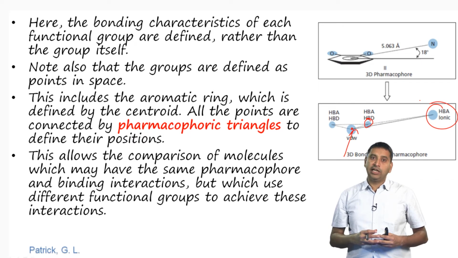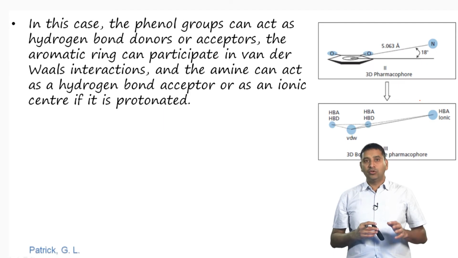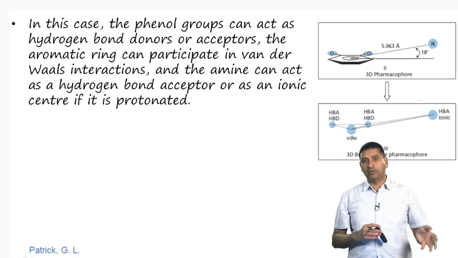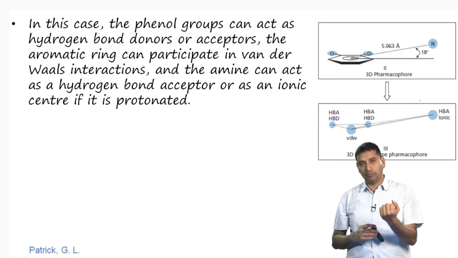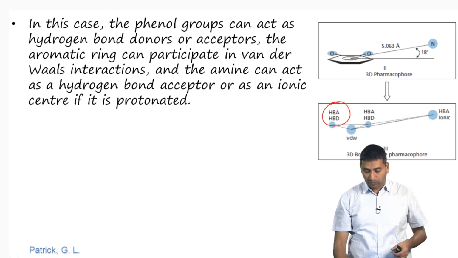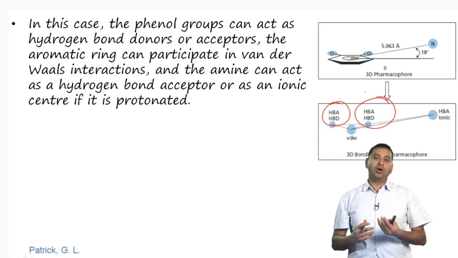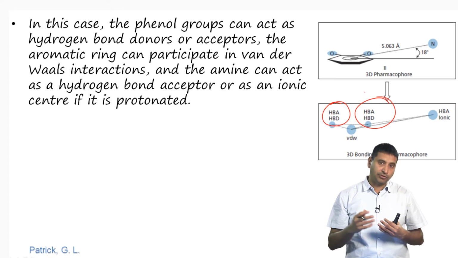But now we can then start looking at different functional groups to achieve the same result. So, in this case, we are looking at the phenol groups which can act as hydrogen bond donors or acceptors, the aromatic ring which can participate in van der Waals interactions, and the amine which can act as a hydrogen bond acceptor or as an ionic center if protonated. But we can now replace the phenol, for example, with an amine, because what we are looking for is a hydrogen bond acceptor, hydrogen bond donor, or we can replace it with a thiol perhaps if the H is important.